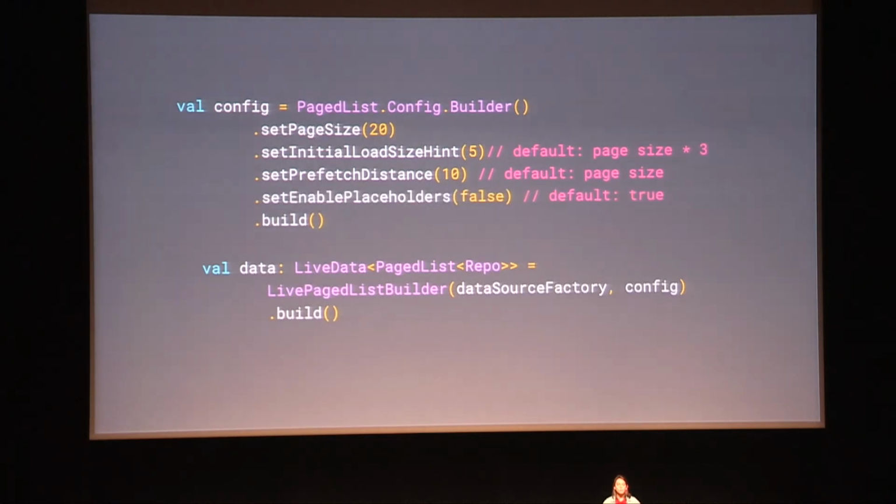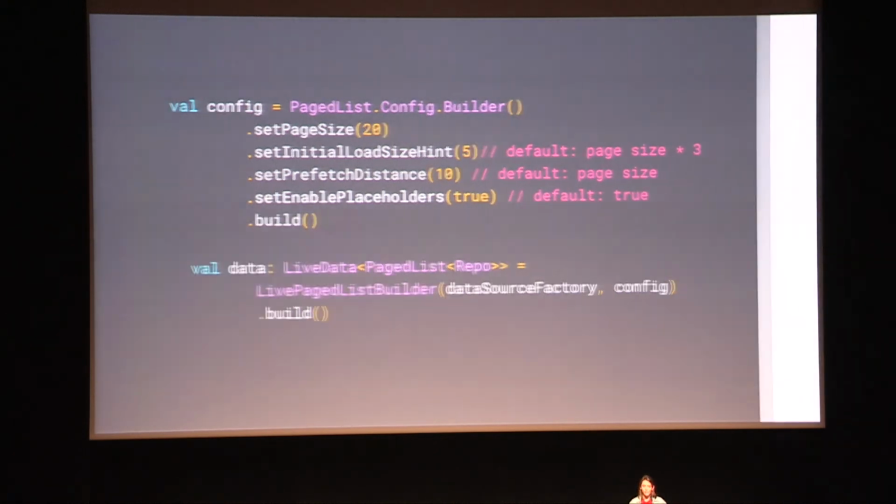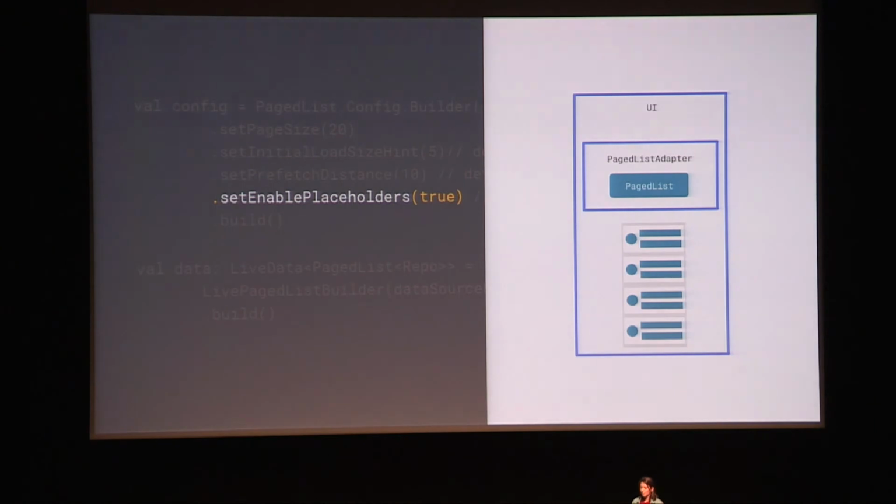And then, whether we should enable placeholders or not. By default, this value is true. So this is what it actually means. Whenever we're getting the list of data, the paging library knows when we're triggering the request of the next list. So while that next page is being paged, the paging library just returns null for those items. So this means that right now you can add placeholder items for your list.